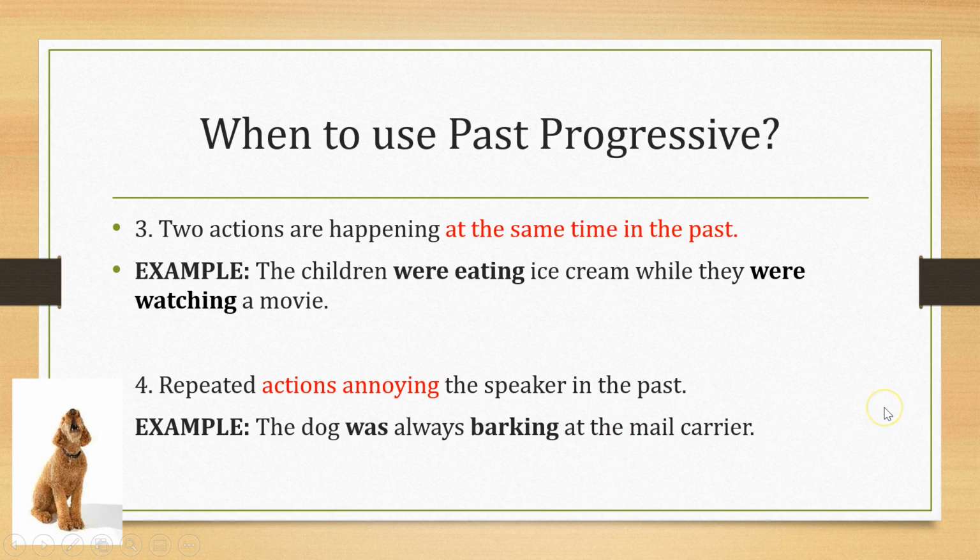Number 3, if you have two actions, you could have them happening at the same time in the past. Example, the children were eating ice cream while they were watching a movie. Number 4, you can also use past progressive to show repeated actions that might be annoying the speaker, in the past. Example, the dog was always barking at the mail carrier.